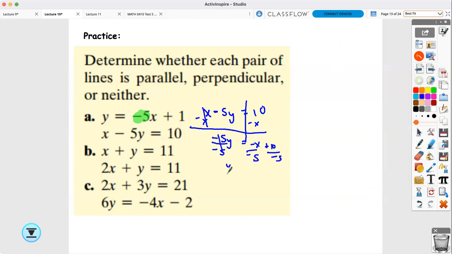Cancels out the 5. We get y equals negative, negative. There's an invisible 1 there. So two negatives make a positive 1 over 5x. And then 10 divided by 5 is negative 2. Right there, we have the slope now. Slope is 1/5.